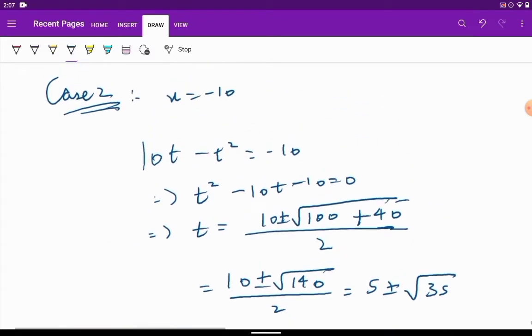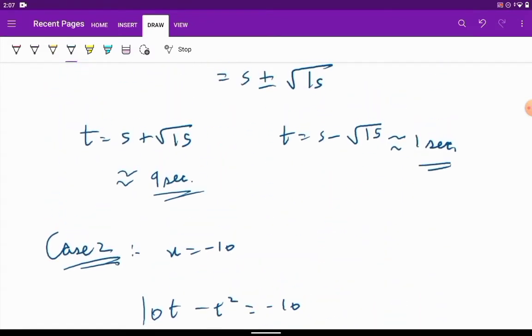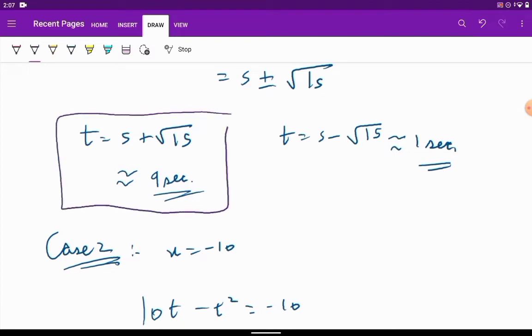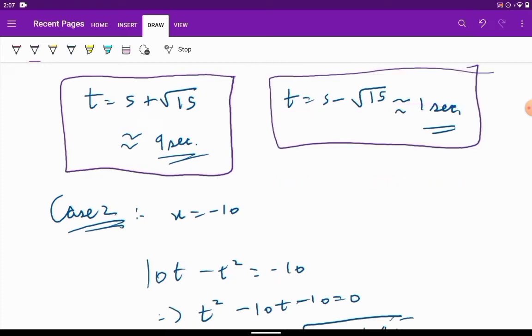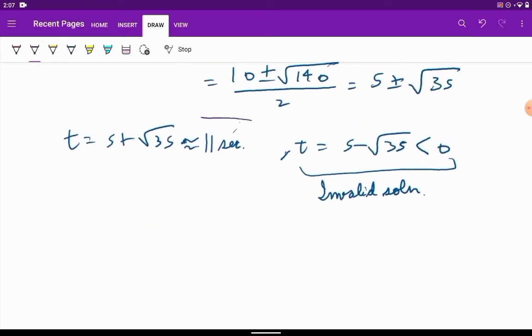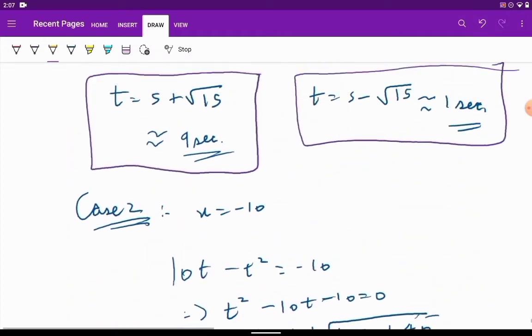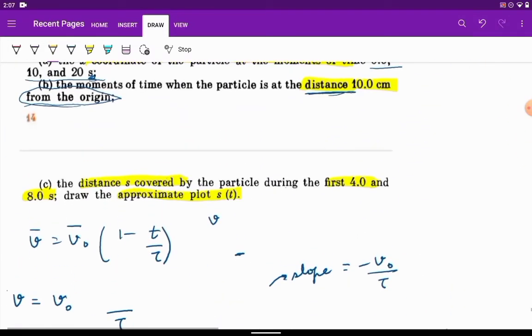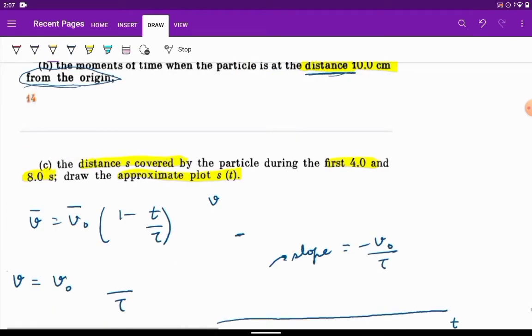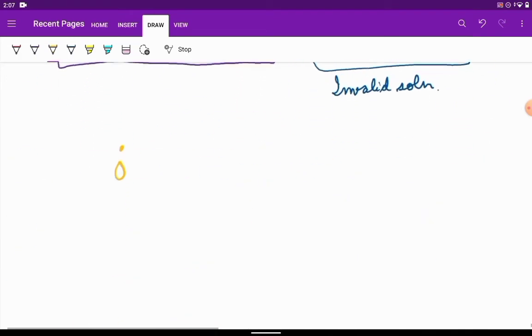So essentially we have these 3 times. One is 5 plus root 15, which is approximately 9 seconds. 5 minus root 15, which is approximately 1 second. The third is 5 plus root 35, which is 11 seconds. So intuitively, if you want to understand, and this is just extra, this is the origin, right? Initially the point particle leaves the origin, moves in the positive direction of the x-axis, right?